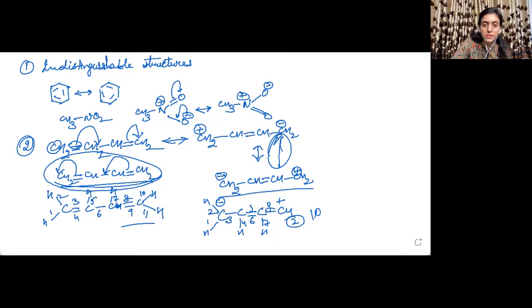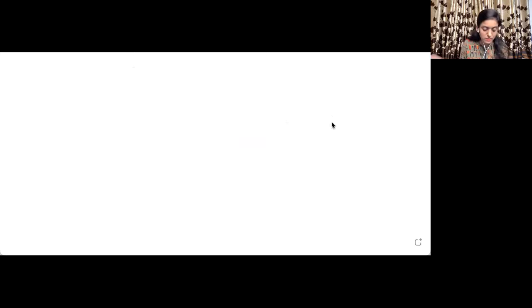Let me just clear my screen. Okay. Then the third one is, structures having a negative charge on a more electronegative atom are more stable, so they contribute more towards the resonance hybrid.